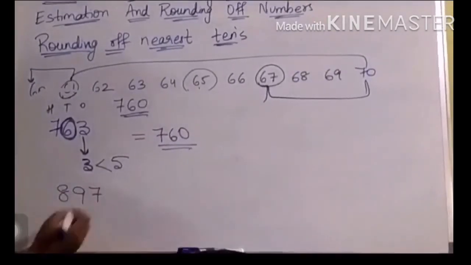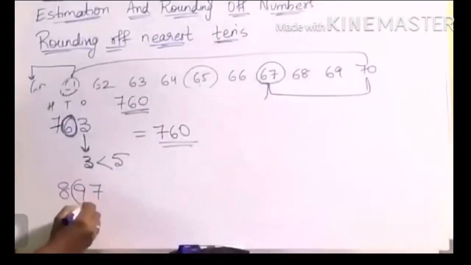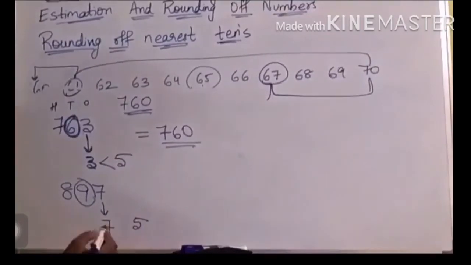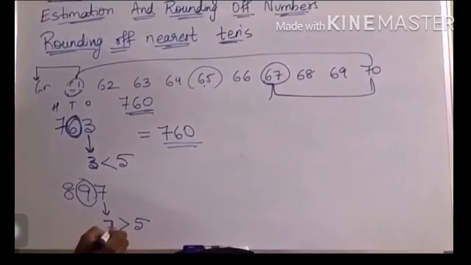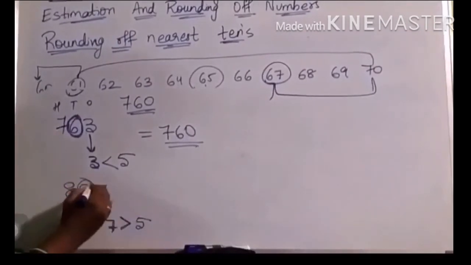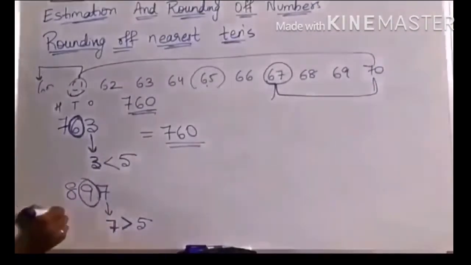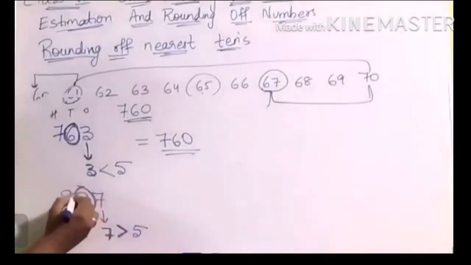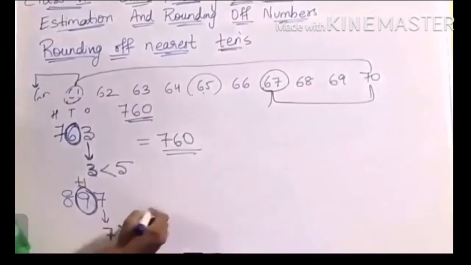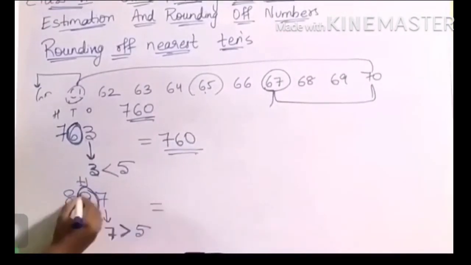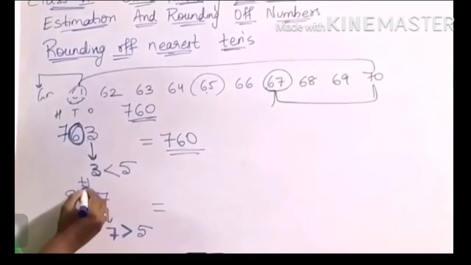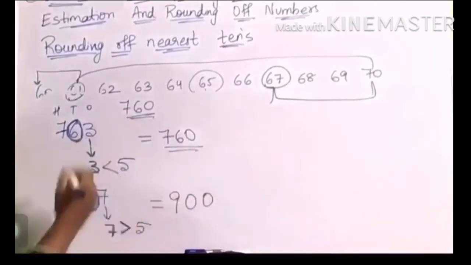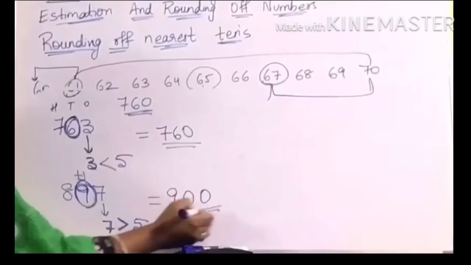897. Nearest to tens. Here the tens place we should round off. Next number is what? 7. You compare 7 with 5. Here 7 is greater than 5. If this number is greater than 5 or equal to 5, then you should add 1 to this round off number. Once again I am repeating, if this number is greater than 5 or equal to 5, then we should add 1 to this round off number. So how much will you get here? 9 plus 1 is 10. 0 you should write, take 1 to the other number, so it will become 900. 97 is nearer to 100, or not? So you will get 900.